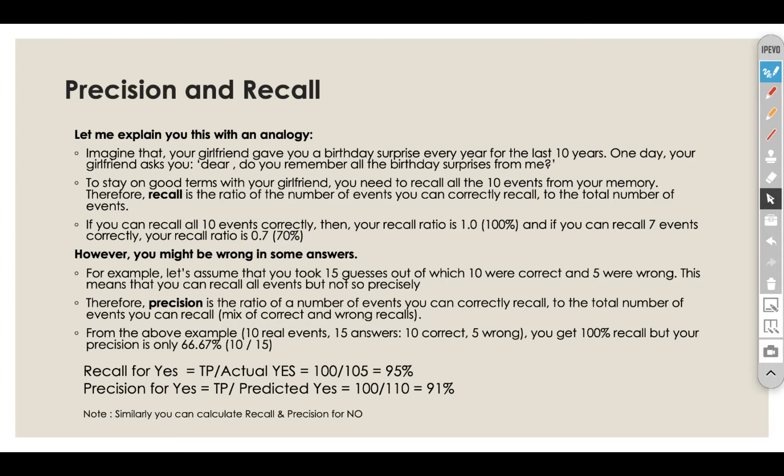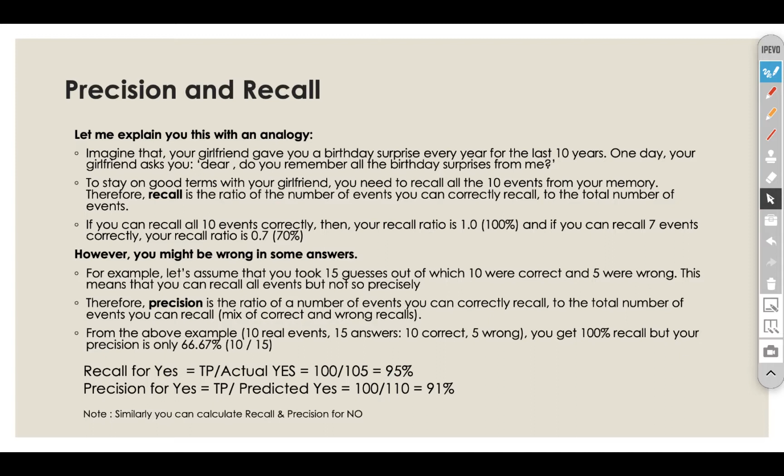Perfection is not there. So therefore, precision is the ratio of the number of events you can correctly recall to the total number of events you can recall. Okay, a mix of correct and wrong recalls. From the above example, 10 real events and 15 answers, 10 correct and 5 wrong, you get 100% recall, but your precision is only 66.67, say 67%. This is 10 by 15.